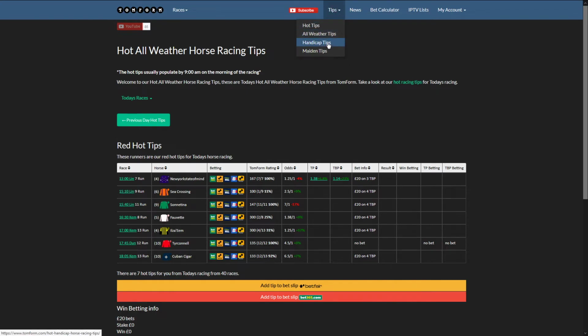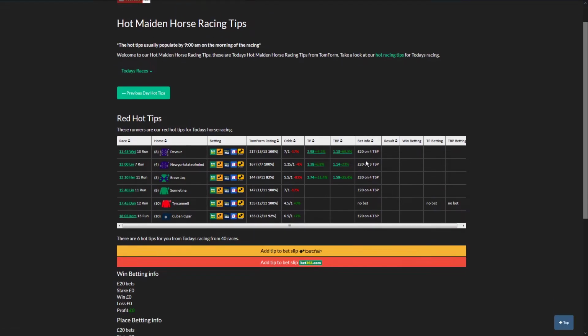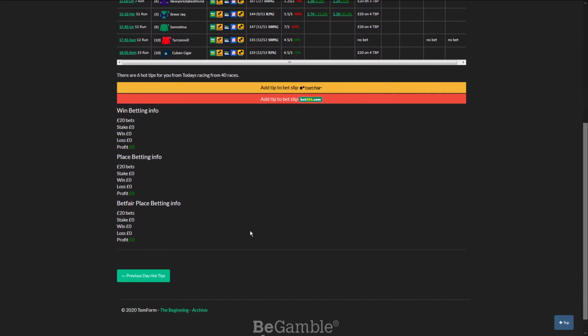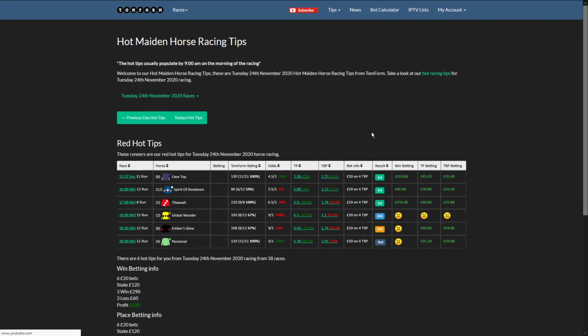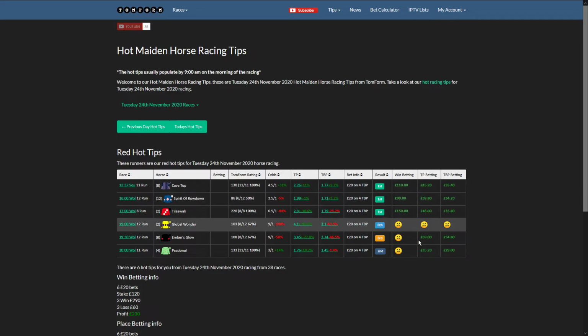So you've got the handicap tips. So these are all the handicap races, and again, this does really well. I'll show you the previous day. As you can see, it found three winners. All of them won on the place setting, bar this one, Global Wonder. Just out, actually, on sixth place that was. That was very close.